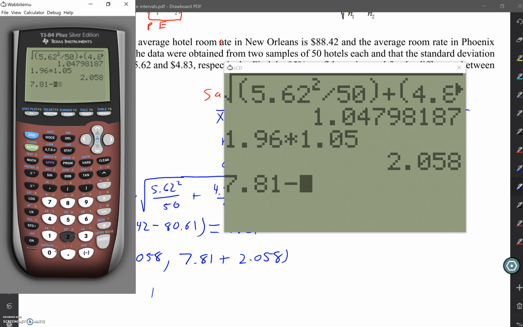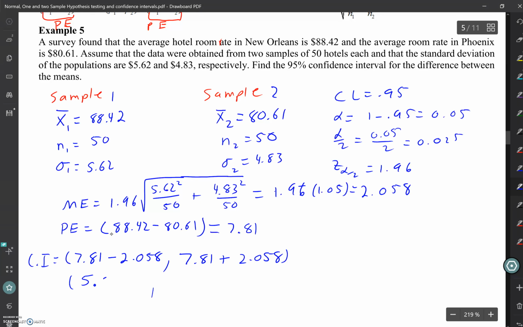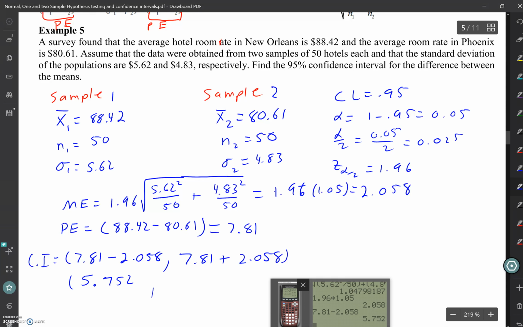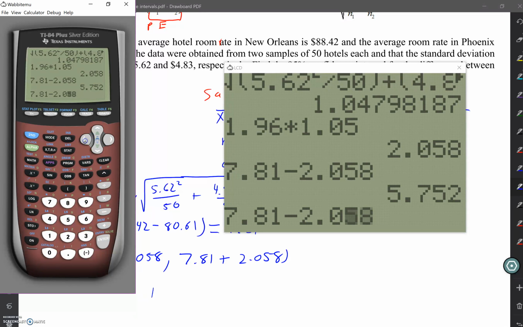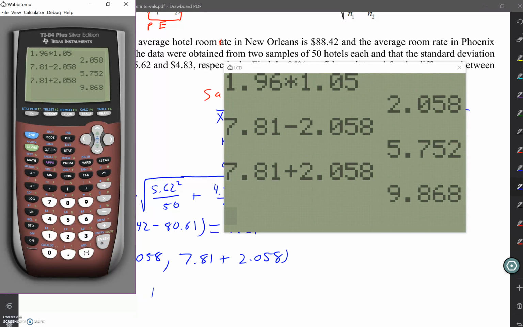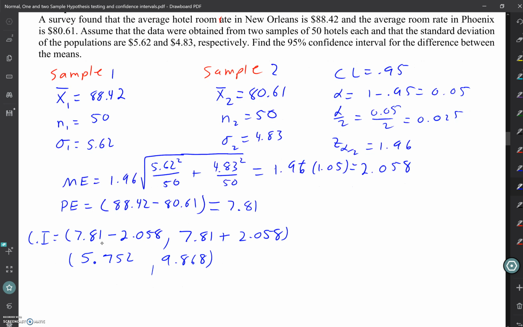$7.81 minus 2.058 is 5.752. And if we add it, $9.868. Does everyone agree? Yes.